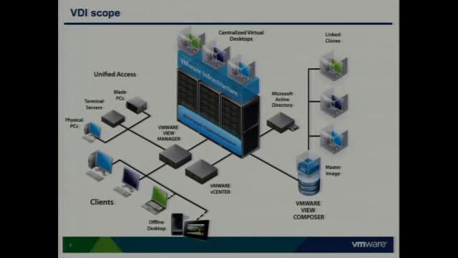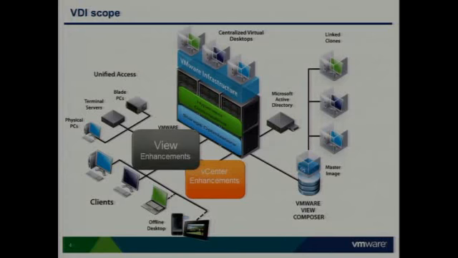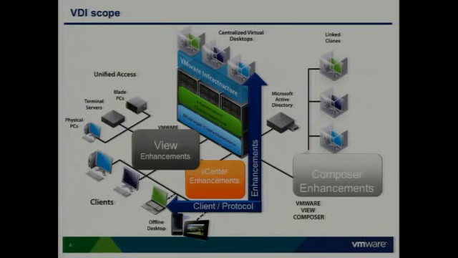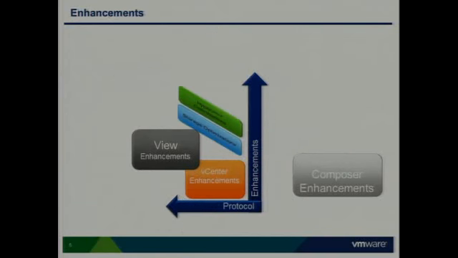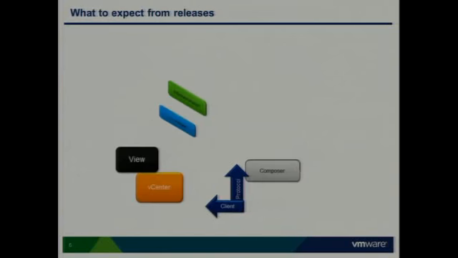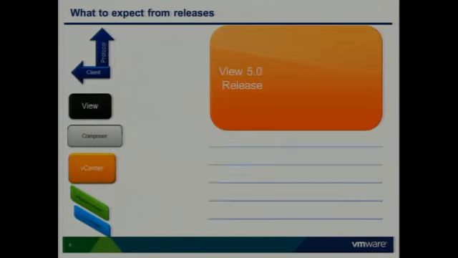We have our storage optimizations. You have your hypervisor optimizations. Then vCenter gives you some enhancements, View enhancements, Composer enhancements, and finally, last but not the least, client and protocol enhancements. When you look at these different components, the enhancements, the optimizations, to keep track, it can be a daunting task. Not to worry. What we have done in this talk is to simplify that for you guys.